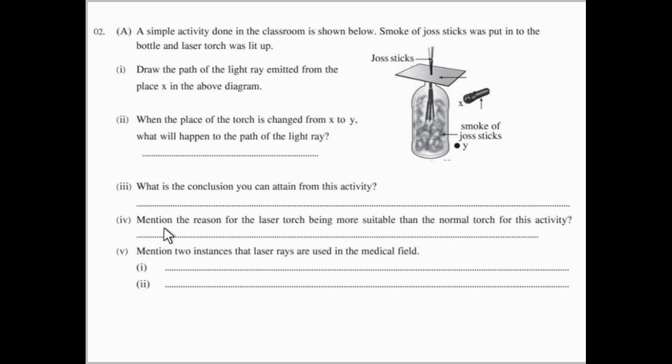In the fourth one, mention the reason for the laser torch being more suitable than the normal torch for the activity. A laser torch gives a straight light beam that goes parallel, but a normal torch's light is spread and not parallel, so we can't identify the real direction of the light. That is the reason.